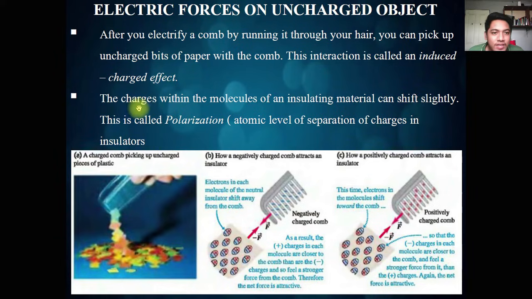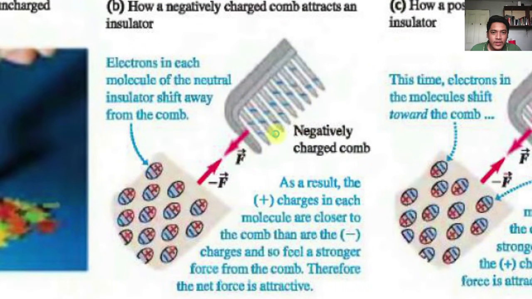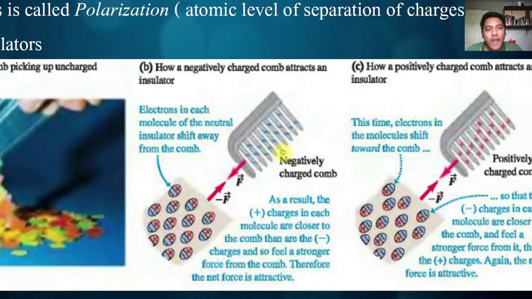What happens here is that the charges within the molecules of an insulating material can shift slightly. As you can see, paper and the comb are insulators. So the charges within the molecules of that insulating material can shift slightly, and that is what we call polarization, the atomic level separation of charges in an insulator. After we comb our hair, that is basically charging by friction. You are creating heat while combing your hair, right? Because there is charging by friction between your hair and the comb.